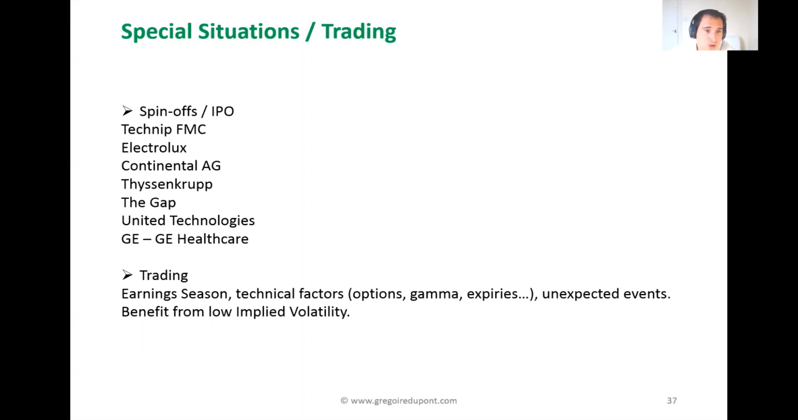So for instance, you could be looking in H1 2020 at the spin-offs and IPOs. I put some of the names that are involved. So we get Technip, we get Electrolux, we get Continental, ThyssenKrupp, The Gap, UTX, NG. All those names will have a special situation in the next 2 quarters or in 2020. So if you do your homework, if you put the way you've done the calendar for macro, but you do micro here, you could benefit from it.